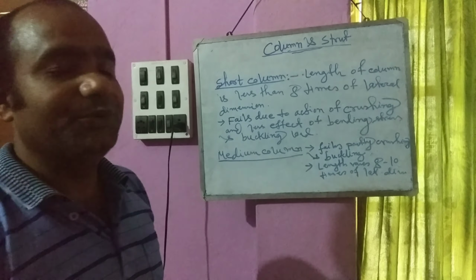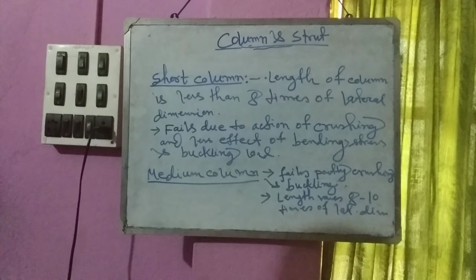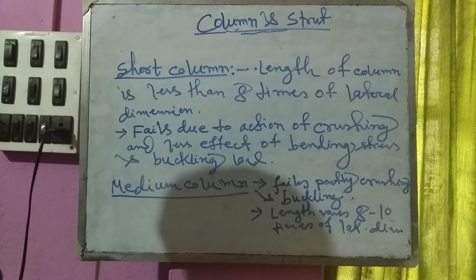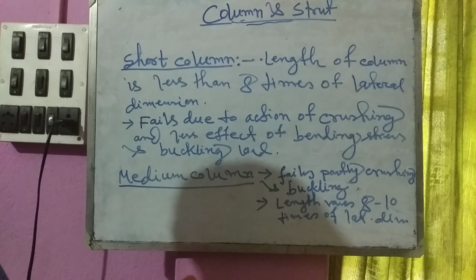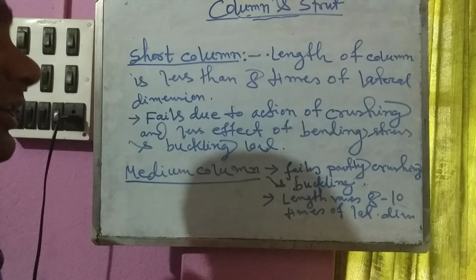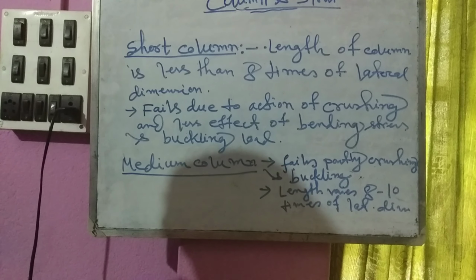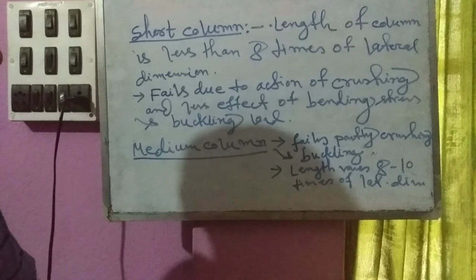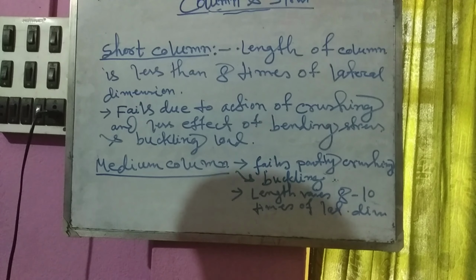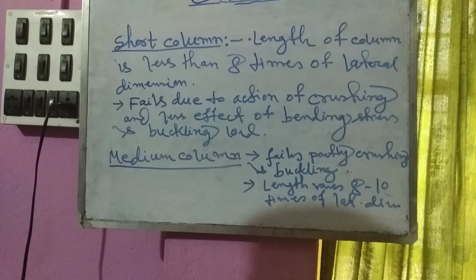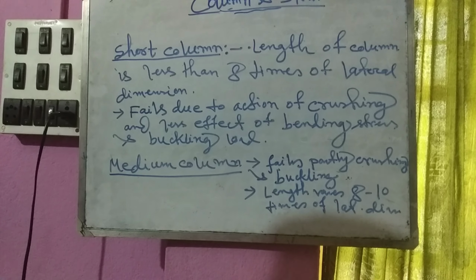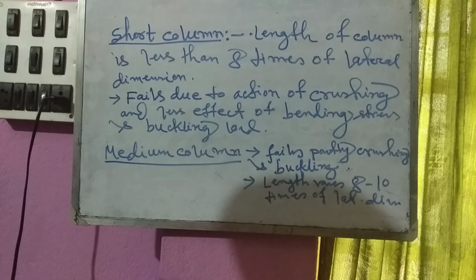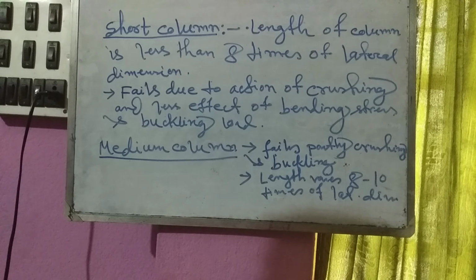Now I would like to explain the short column. The length of a short column will be less than 8 times its lateral dimension. The short column fails due to crushing, with less effect of bending stress and buckling load. Next, the medium column can fail partly by crushing and partly by buckling, and its length varies from 8 to 10 times its lateral dimension.